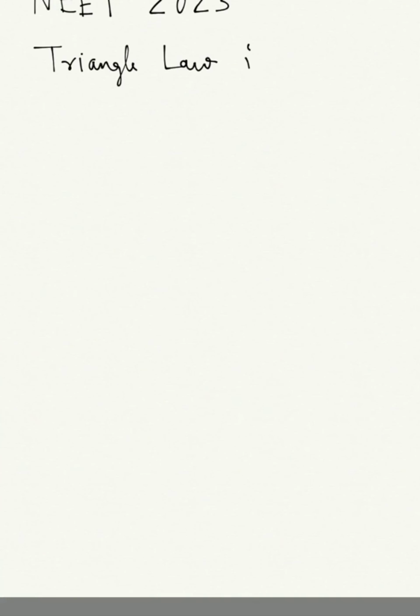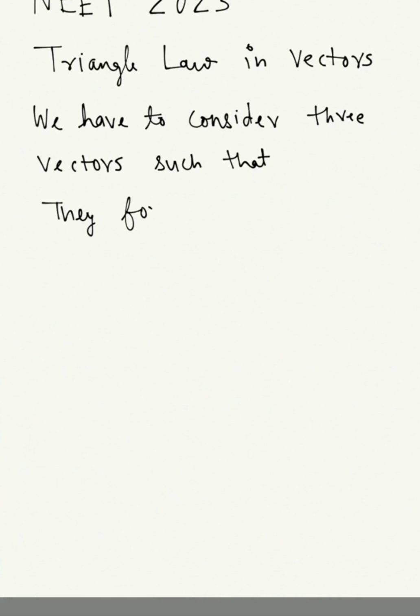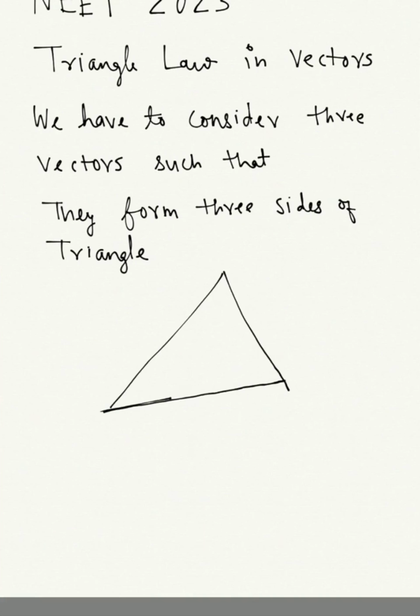NEET 2023, triangle law in vectors. We have to consider three vectors such that they form three sides of a triangle. So let's draw a triangle. Okay, fine. We all know that a triangle has three sides. How to represent three vectors?